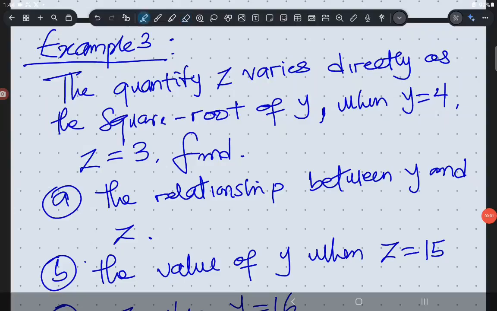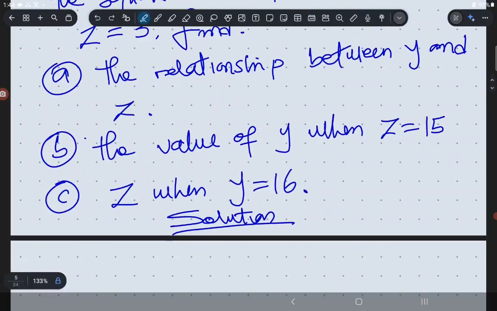Example 3. Under variation, the quantity z varies directly as the square root of y. When y is equal to 4, z is equal to 3. A, find the relationship between y and z. B, the value of y when z is equal to 15. C, the value of z when y is equal to 16.